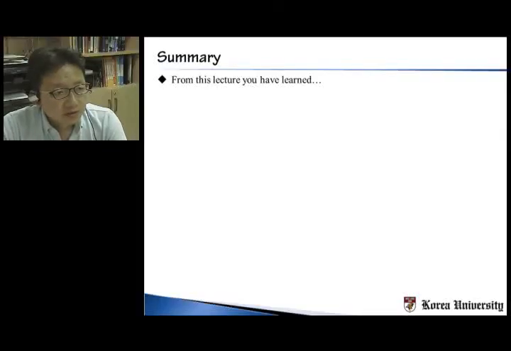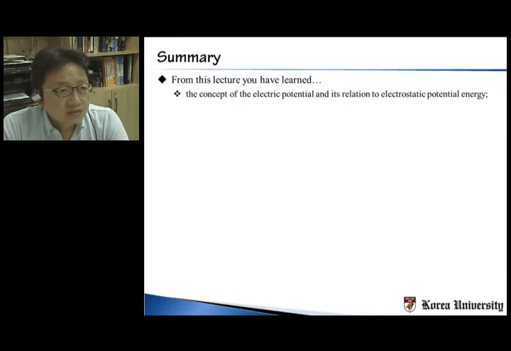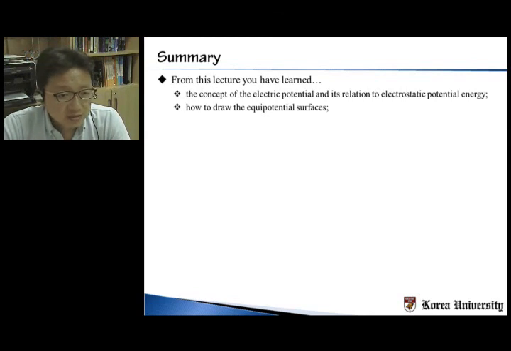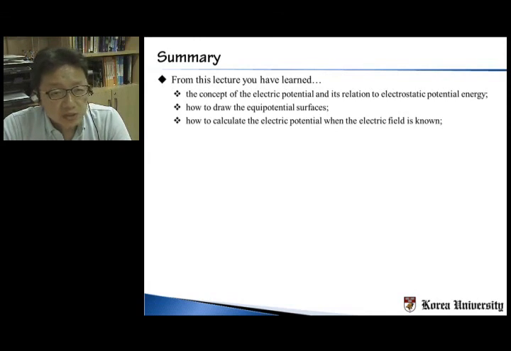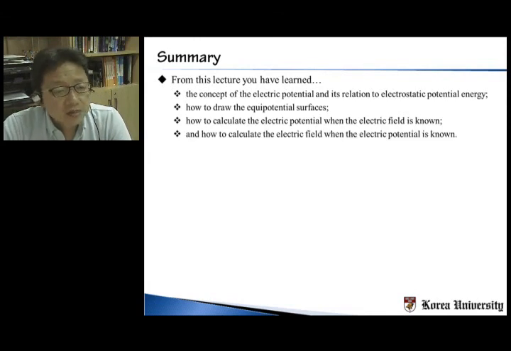Finally, let me make a summary of the lecture. In this lecture, you have learned the concept of electric potential and its relation to electrostatic potential energy. You have learned how to draw the equipotential surfaces, and how to calculate the electric potential when the electric field is known. And finally, how to calculate the electric field when the electric potential is known. Let's make sure that you remember all of these.